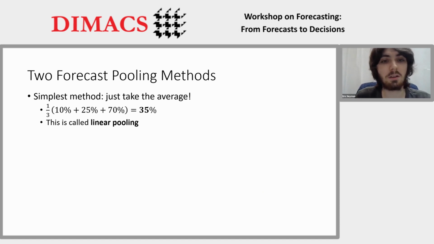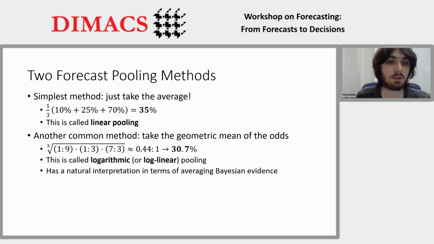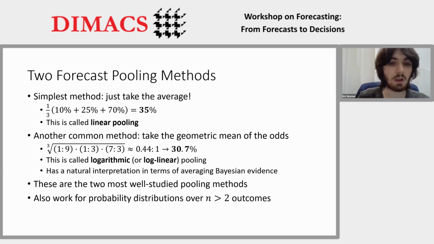The simplest thing that you could possibly try to do is to just take the average, and that's called linear pooling. Another common method is to take the geometric mean of the odds. So for example, you turn the 10% into 1 to 9, and so on, and then you take the geometric mean of those and convert it back to a probability. This is called logarithmic pooling. It shouldn't be obvious why this is a natural thing to do, but it really is. There's a really nice interpretation in terms of averaging Bayesian evidence. And empirically, it does quite well, often better than linear pooling. These are the two most well-studied pooling methods, and I just want to note that they work just as well for aggregating probability distributions over more than just two outcomes.